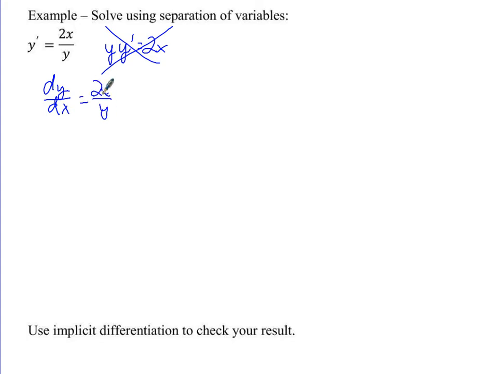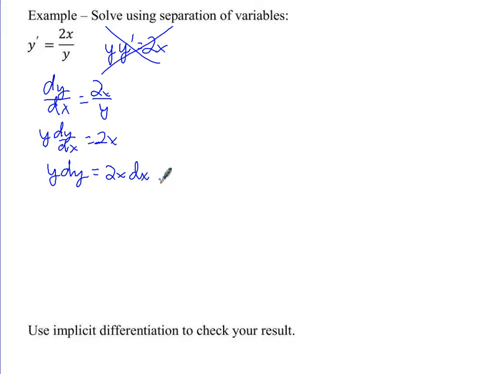Rewrite this as a differential equation with y on this side and x on this side. So we are going to multiply both sides by y, but we're also going to move this dx over here. So I wind up with y dy over dx equals 2x. And now write this as a differential: y dy equals 2x dx. That's your separation of variables. Now you still have to integrate.